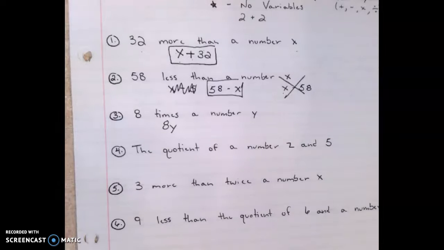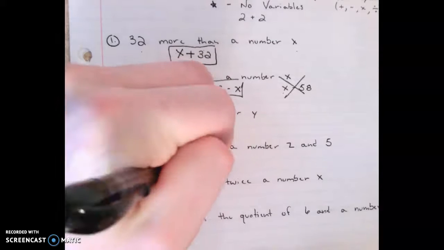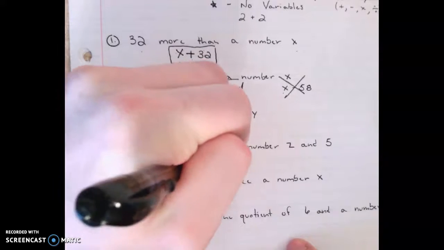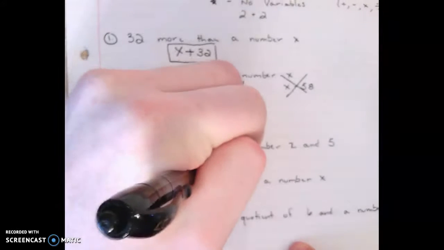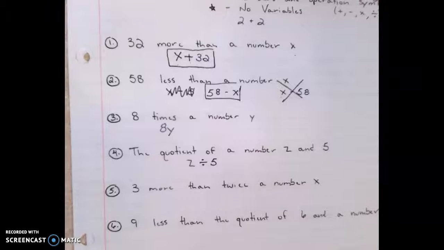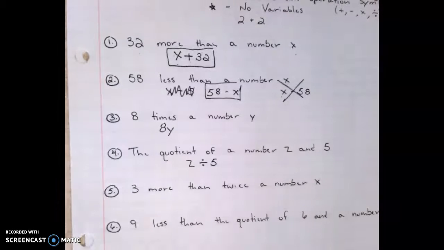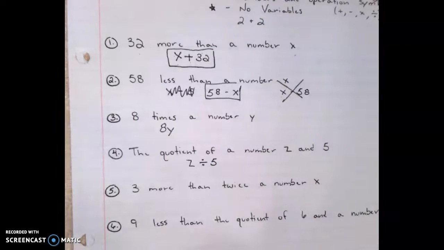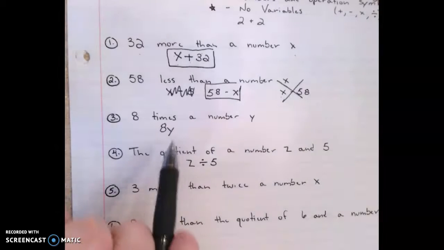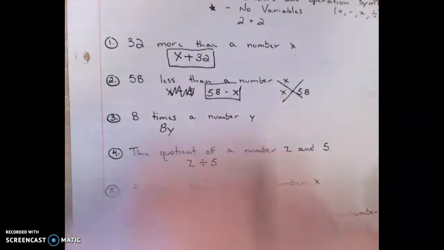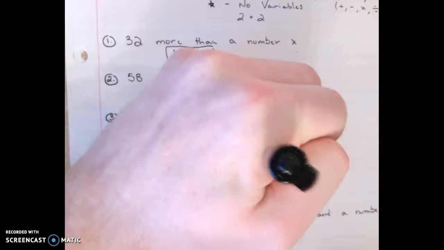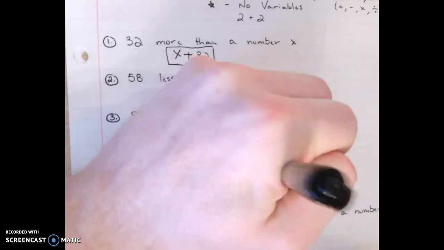Number 4: the quotient of a number z and 5. Quotient, every one of us should know, is division. So I have a number z divided by 5. The quotient of a number z and 5 is z divided by 5. Another way of writing this, whenever we do division, and this is similar to number 3, is z over 5.